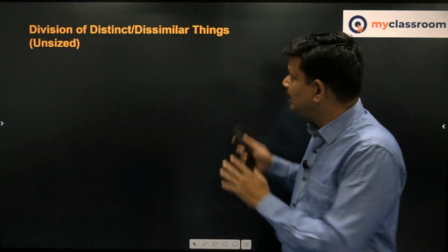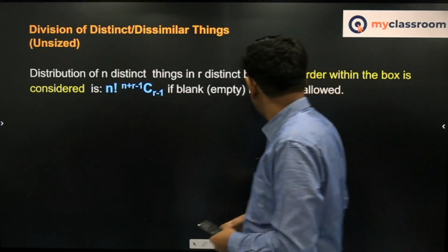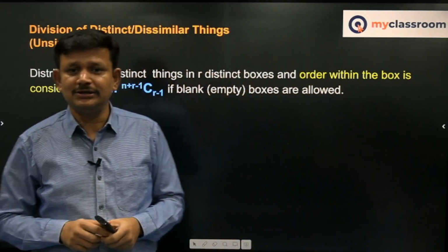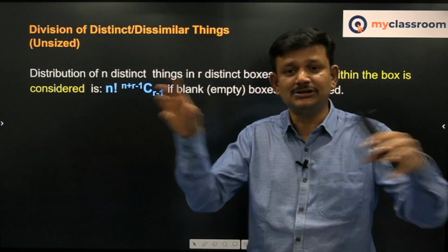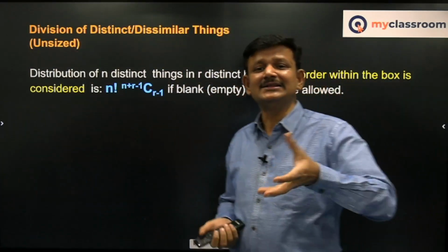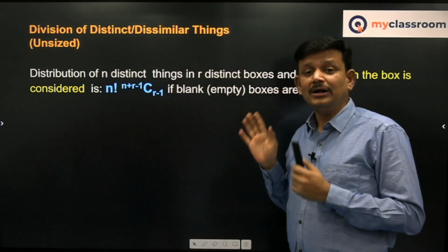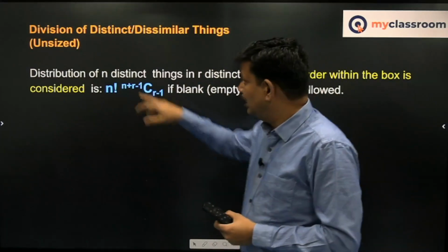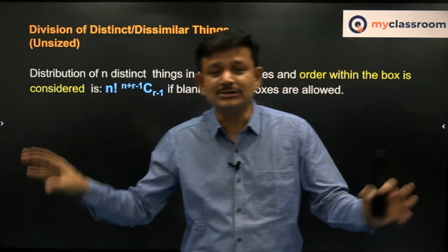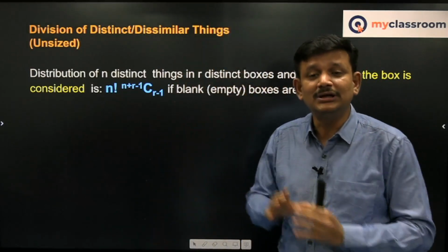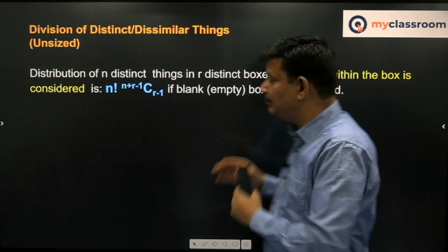Last part of it, divisions of distinct things when order within the box is also important. Right now we were simply distributing among persons or into boxes. We have not considered that the order within the box is important. Whenever the order within the box is important, how many ways can you distribute n distinct things into r boxes? It is n factorial into n plus r minus 1 C r minus 1 whenever empty boxes are allowed.